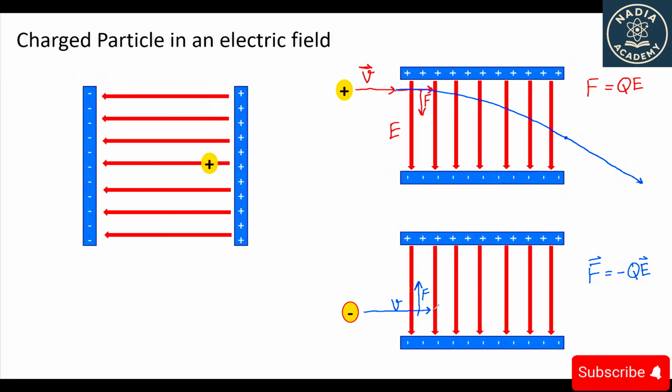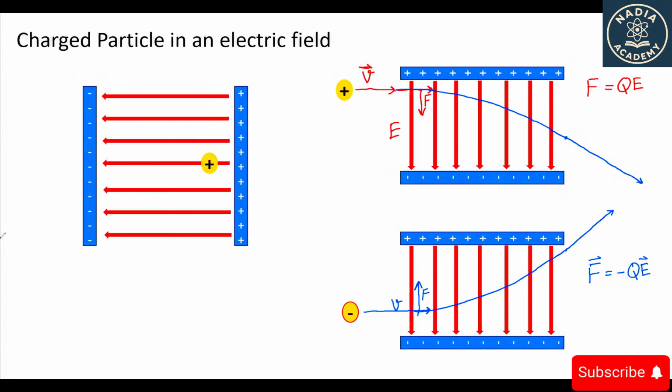Now you can see very easily that this time the trajectory of this charged particle will be somewhat like this, and once it is outside, it will move along a straight path. So if, for example, a charged particle enters an electric field at 90 degrees, its trajectory will change. It will get a curved trajectory inside the electric field.